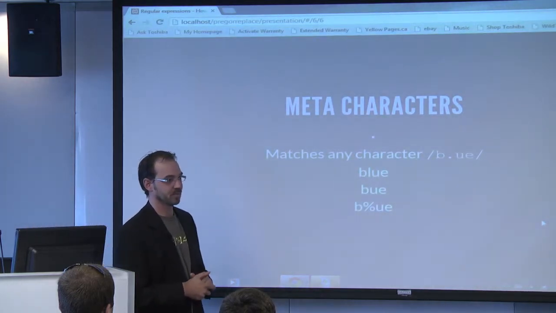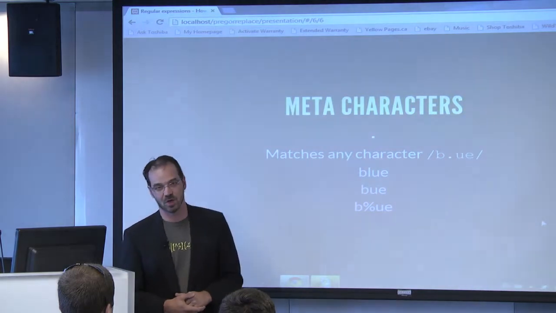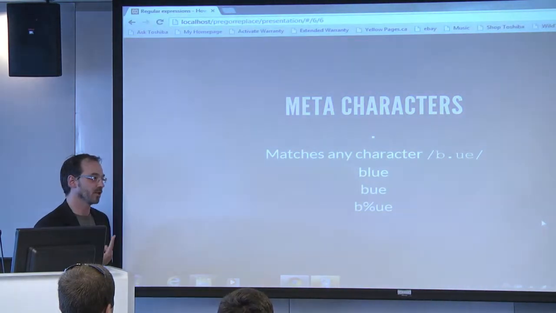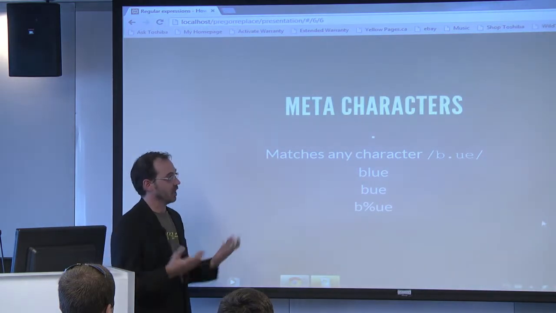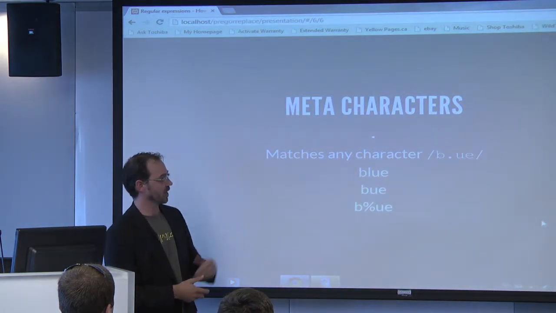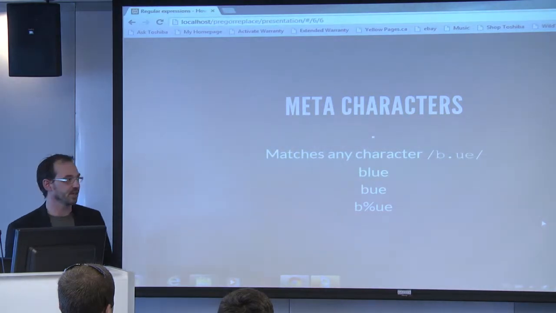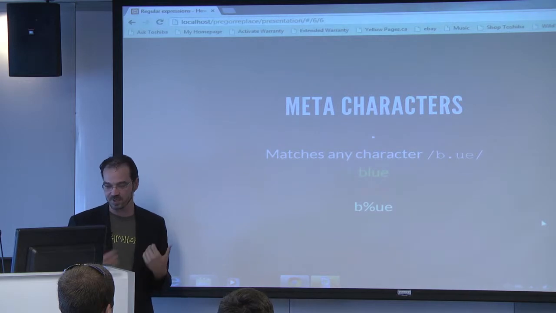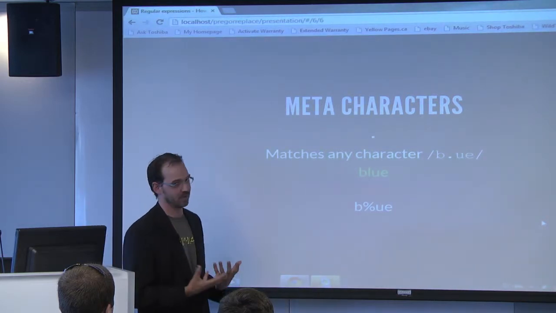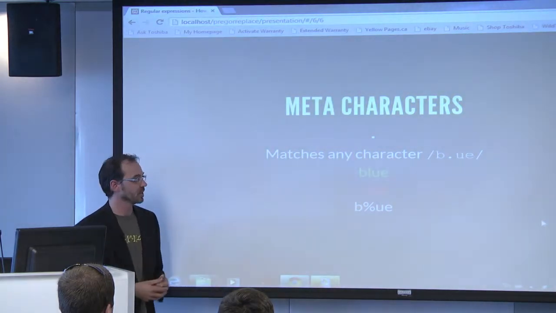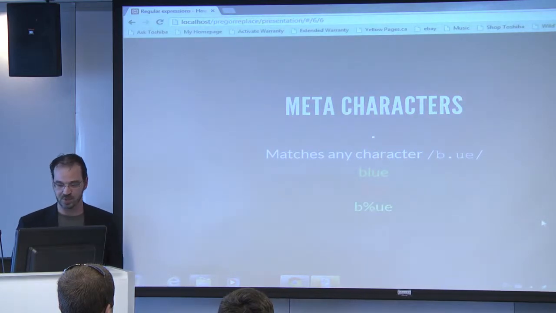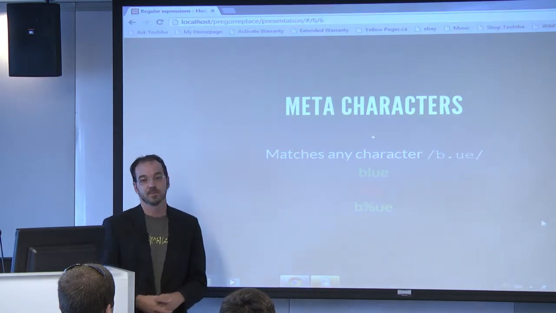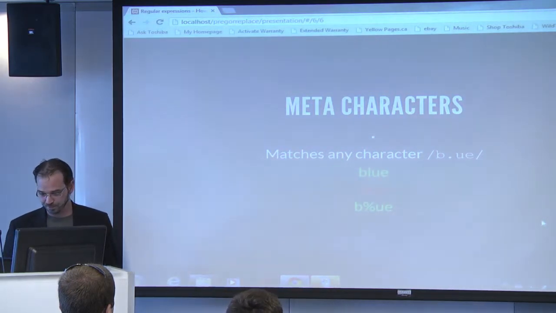Another meta character we have is the dot, which is also often used. Dot matches anything, but only one. So in this case, it's used in B.UE. It'll match anything instead of the dot. So blue works. BUE this time doesn't match, because we want at least something to be in place of the dot. This one doesn't work. And B%UE, I don't know why you would use that, but it still matches, because there is at least one character.